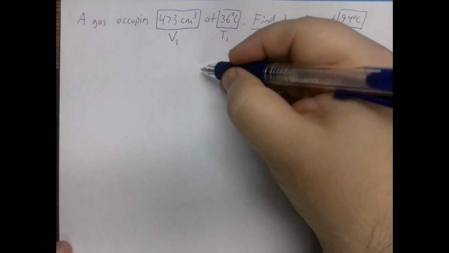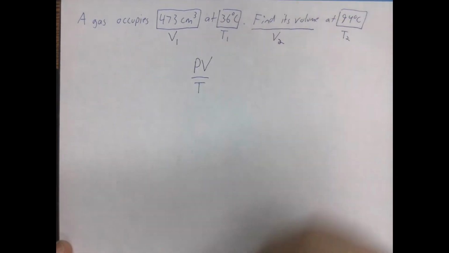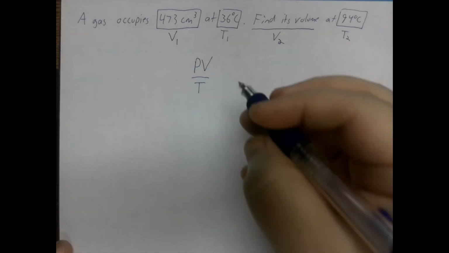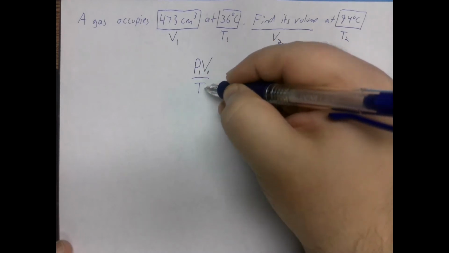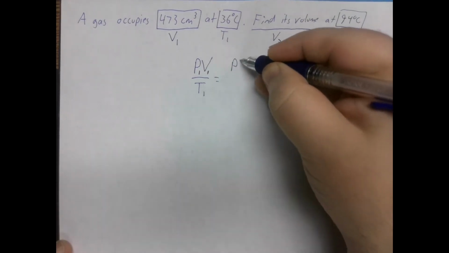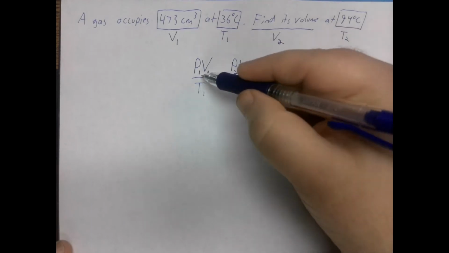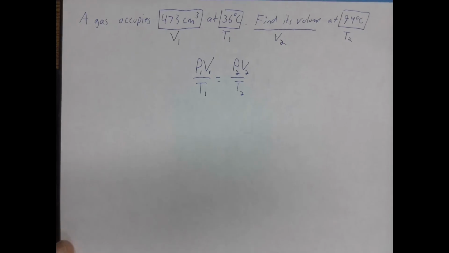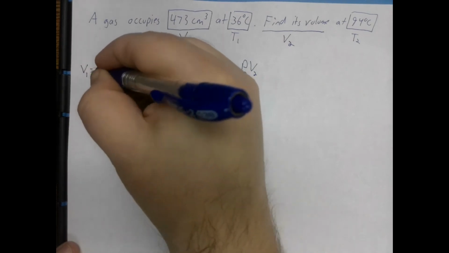So the combined gas law is PV over T. Just memorize this combined gas law and you'll figure out all the other gas laws. So we know it's PV divided by T. We can put 1s on it and set it equal to PV over T with 2s on it. So the initial gas law is equal to the final gas law. And then it's always good to rewrite your variables on the side you're given.